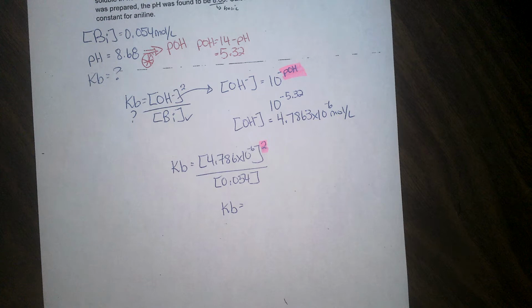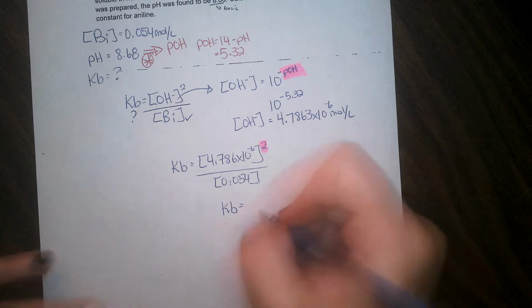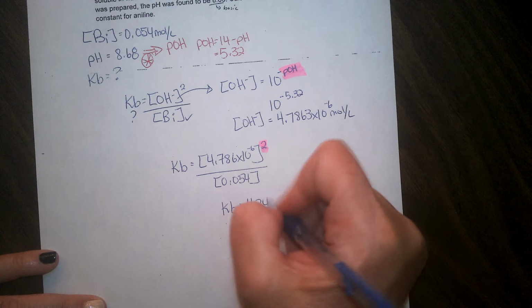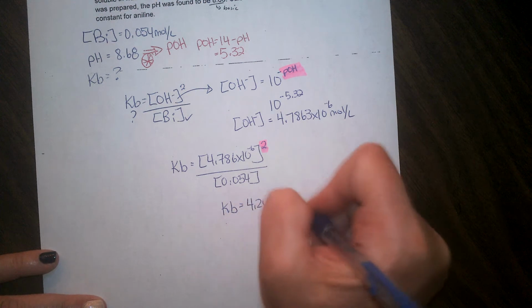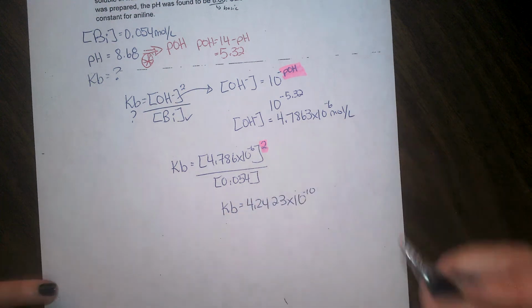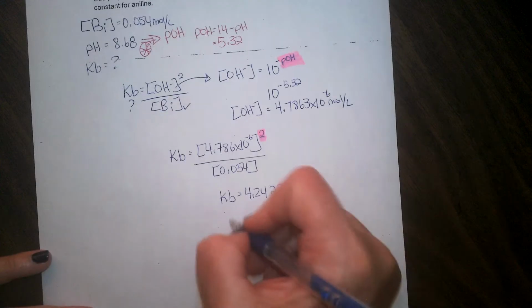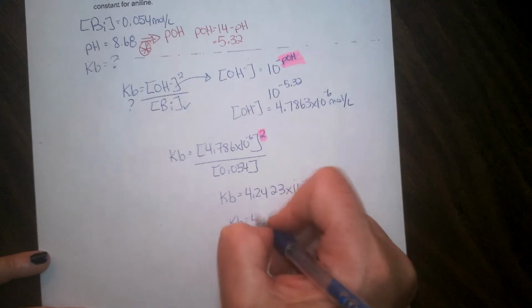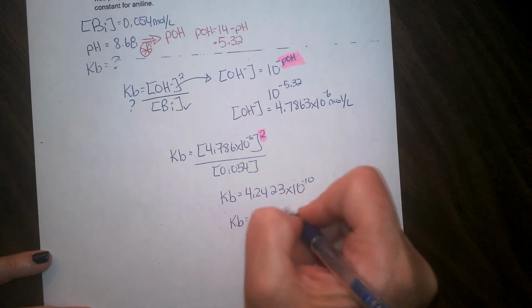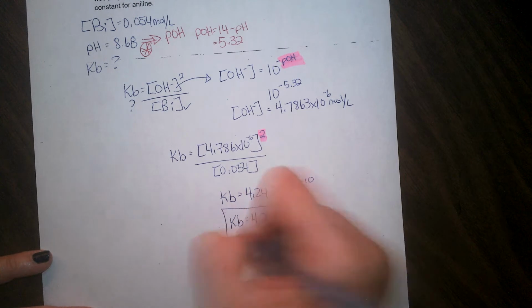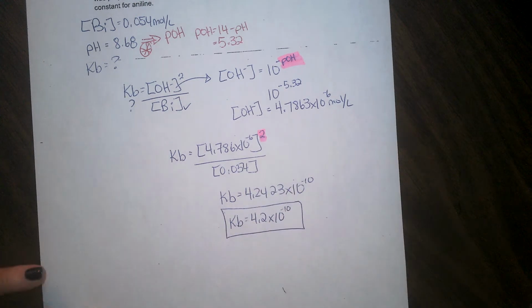What do we get for a value? Okay, significant digits is 2. So Kb is 4.2 times 10 to the negative 10, and there's no units. All right?